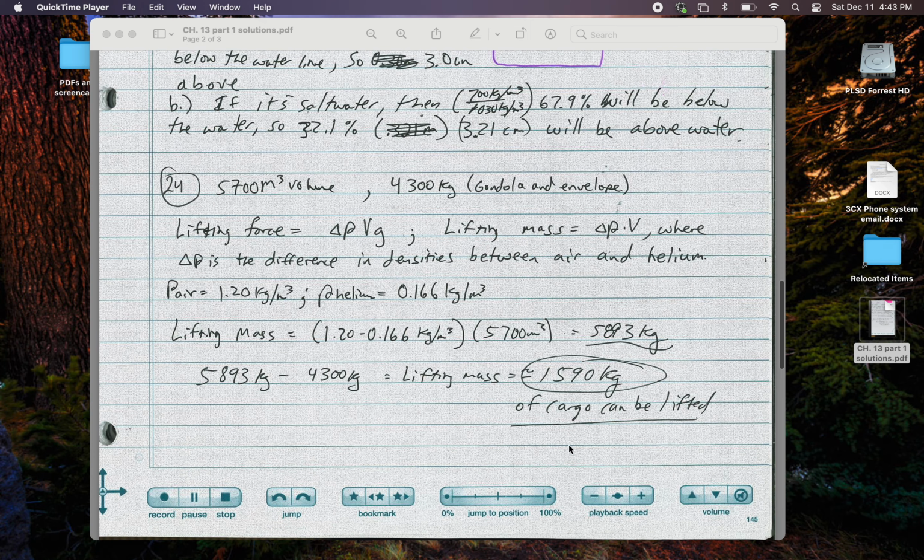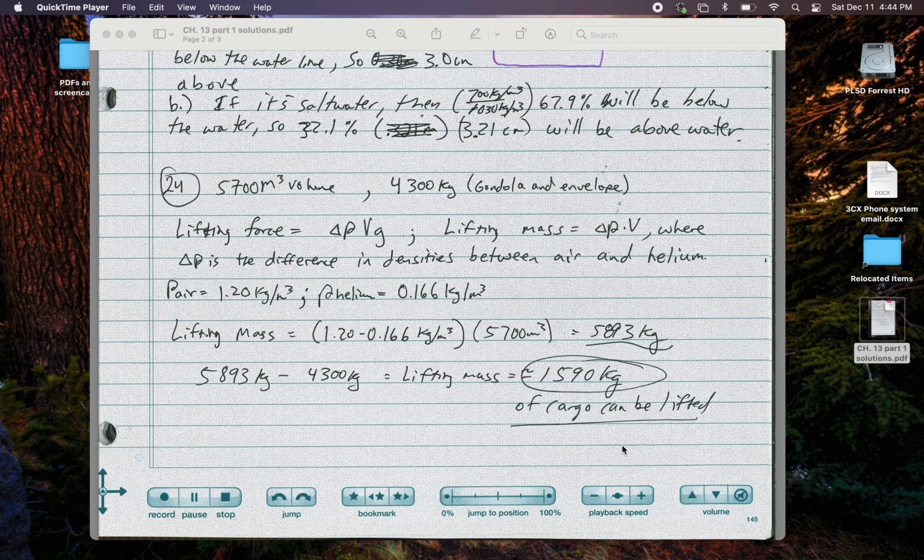Problem 24 is kind of neat. I wanted to assign this problem, and I think there might be one later on I also assigned like this, which deal with figuring out the buoyant force of a balloon or something like that, because we're going to do a lab in class. So, we've got 5,700 cubic meters of volume for the helium, and it says that the mass of the gondola and the envelope and so forth is 4,300 kilograms.